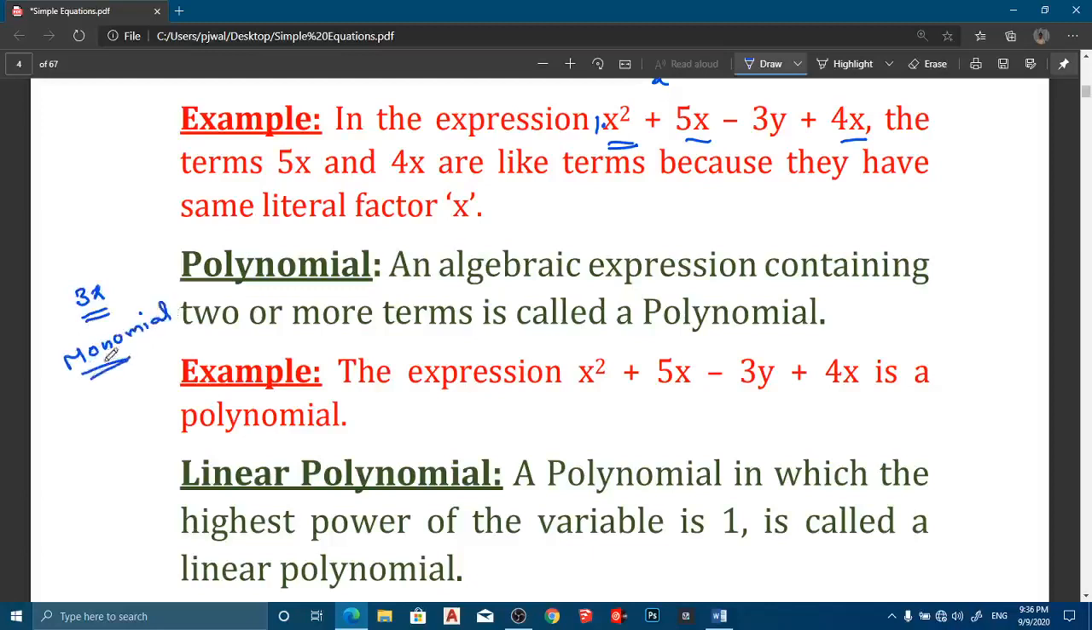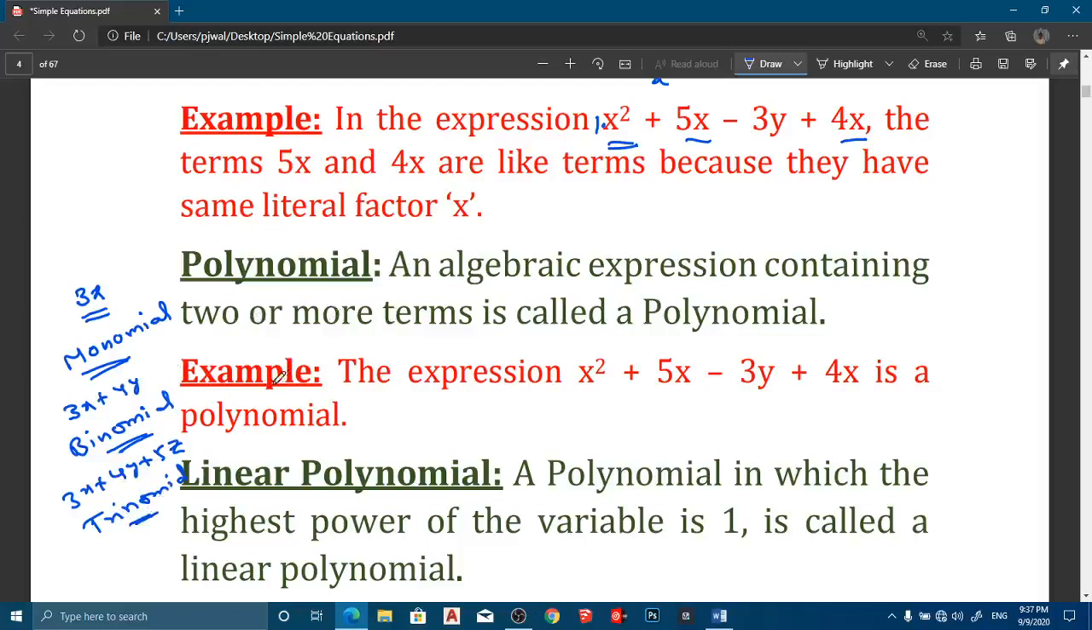Mono means single term. A monomial has a single term. If it has two terms, like 3x plus 4y, it is called a binomial. Bi means two, mono means single. If it has three terms, like 3x plus 4y plus 5z, that is called a trinomial. More than three terms are called polynomials only.